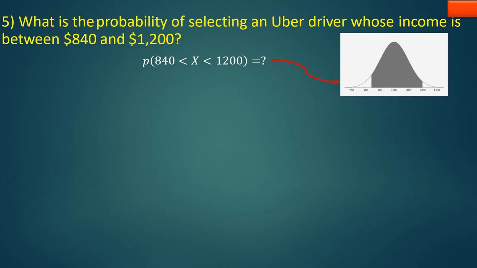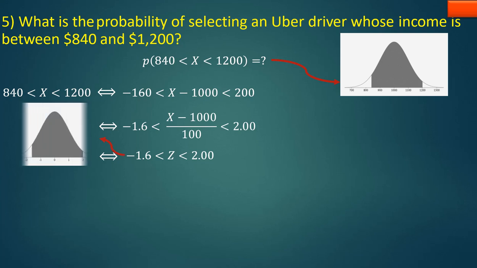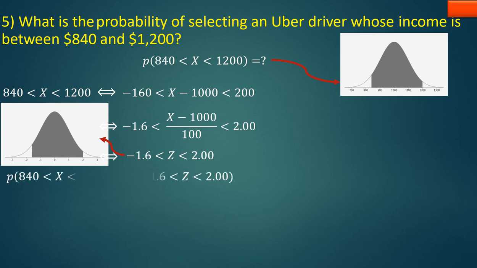As in the previous question, we start from the inequality in x, and we should transform this inequality in terms of z. So we subtract 1000, which is the mean, then we divide this inequality by 100. So we get z is between the values of minus 1.6 and 2. Graphically, it means that we need to find the area subtended by the standard normal distribution and the values of minus 1.6 and 2.